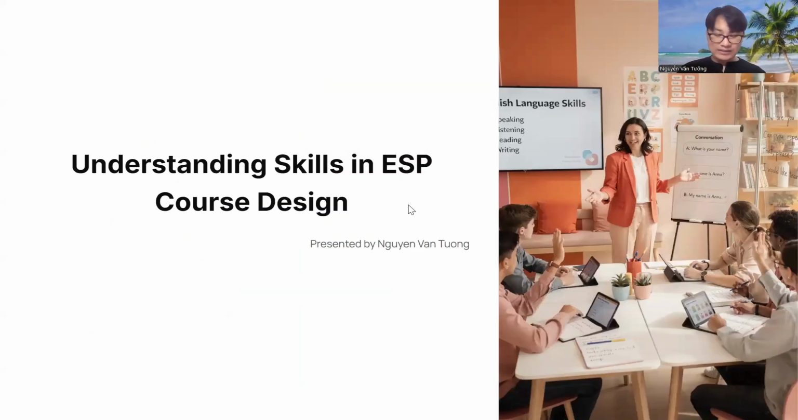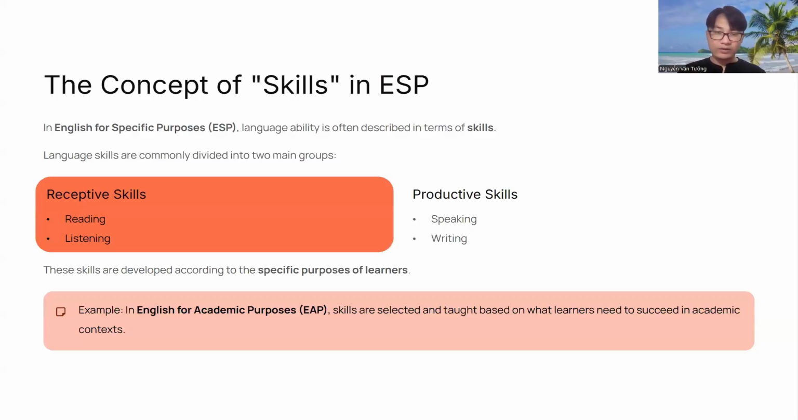All right, skills. When you think about skills in English, normally we will come up with four skills: speaking, listening, reading, and writing. And when it comes to skills in ESP, these terms might sound a little bit different from what you think of. It's still divided into four main language skills. From there, they are categorized into two types. The first one is called receptive skills, and the second one is called productive skills.